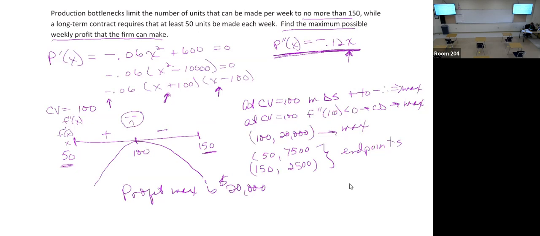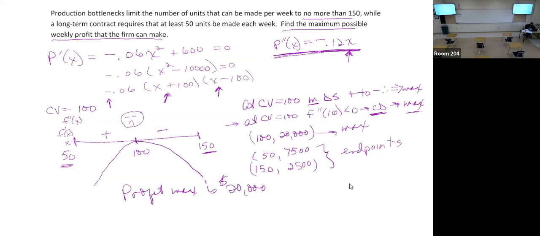At x equals 100, the slope changes from positive to negative, therefore I have a max. So here I've used the word slope. That's the first derivative test statement. My second derivative test statement says at x equals 100, f double prime of 100 is less than 0, which means it's concave down, which also tells me I have a max.